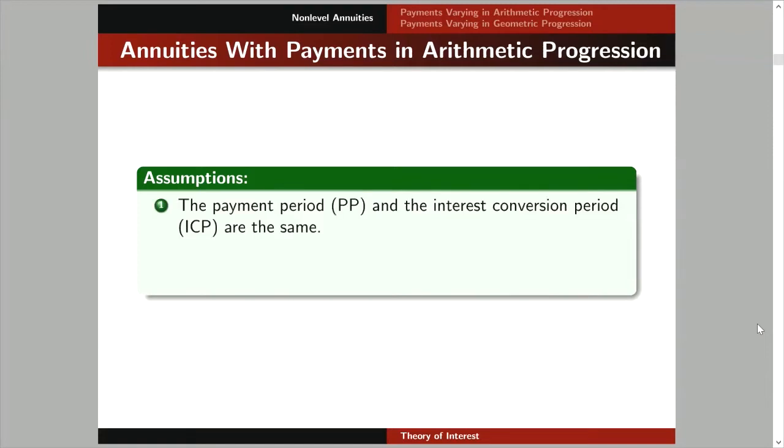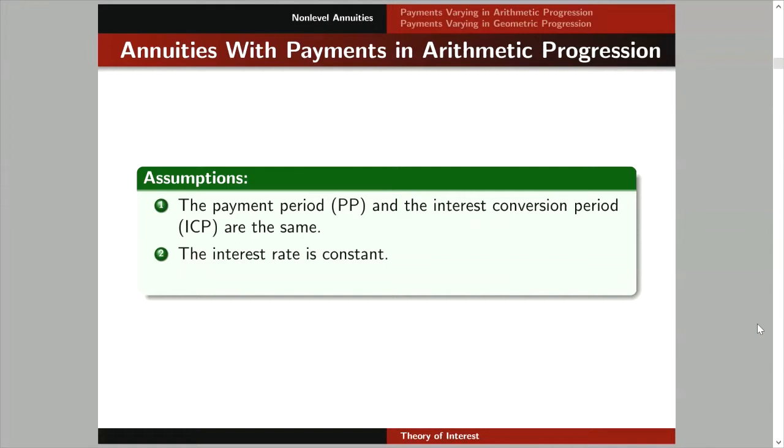First assumption, payment period is the same as the interest conversion period. We have a video where the payment period and the interest conversion period differ, but in this video, we assume that PP equals ICP. The next assumption is the interest rate is constant.